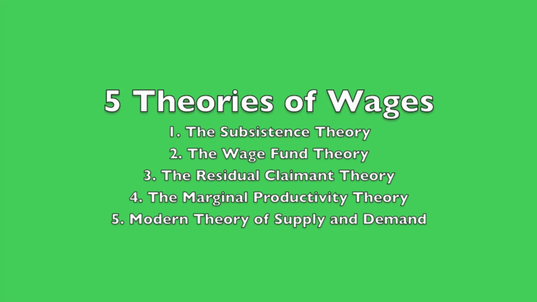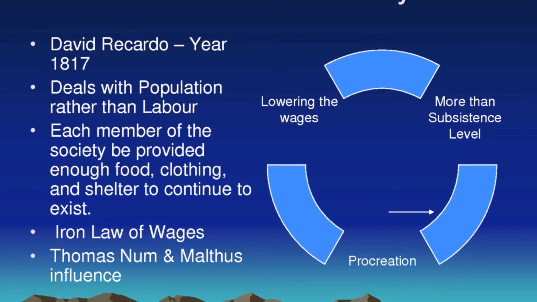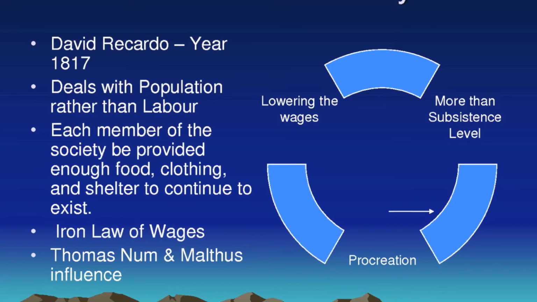There are various theories of wages which have been put forward by different economists from time to time, but none of them are free from criticism. The most important theories are the subsistence theory, the wage fund theory, the residual claimant theory, the marginal productivity theory, and the modern theory of supply and demand. Also known as the iron law of wages, the subsistence theory of wages states that the wage in the long run tends to be equal to the minimum level of subsistence.